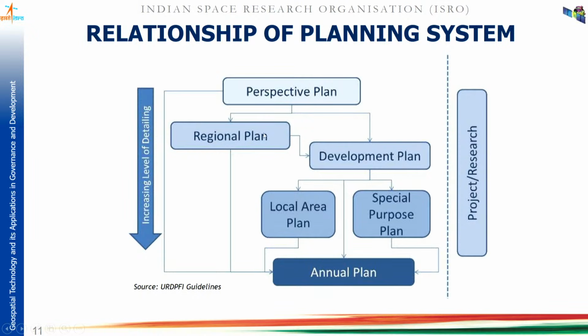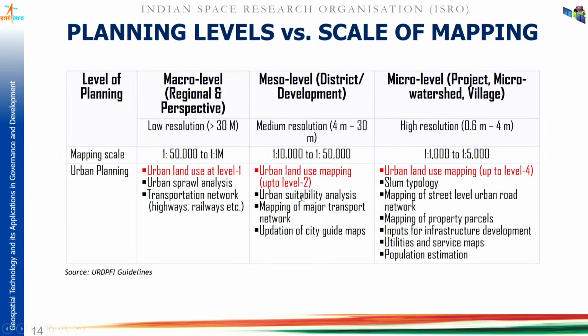If you are making a regional plan, you can take a coarse resolution image of maybe 30 meters or 20 meters. But as you go down, you make a local plan, annual plan, then here it is more spatial in nature and you require high resolution data sets, or maybe a high resolution drone imagery, which is basically a high resolution data set. So these are some of the normally used mapping scales for different planning levels.